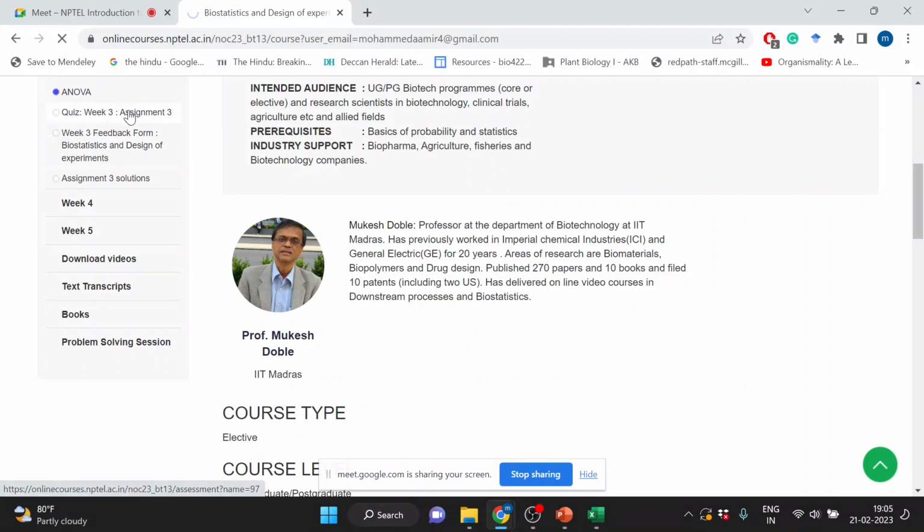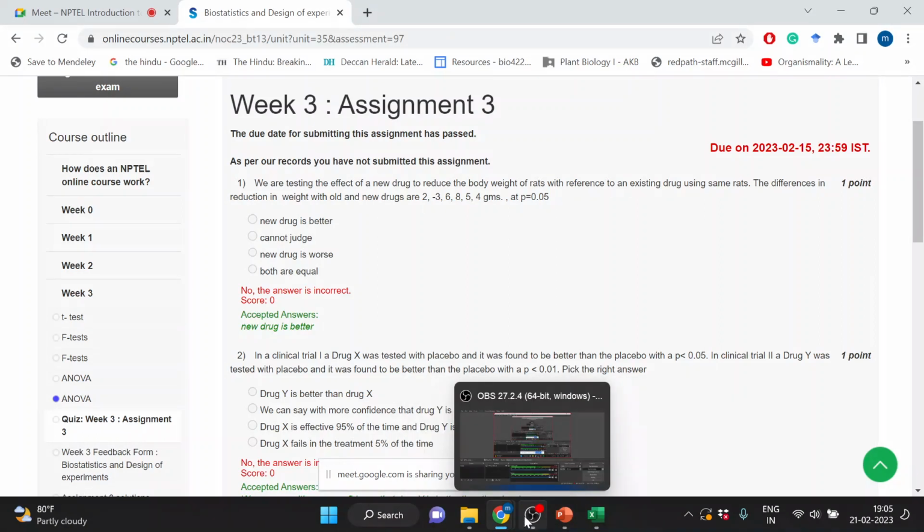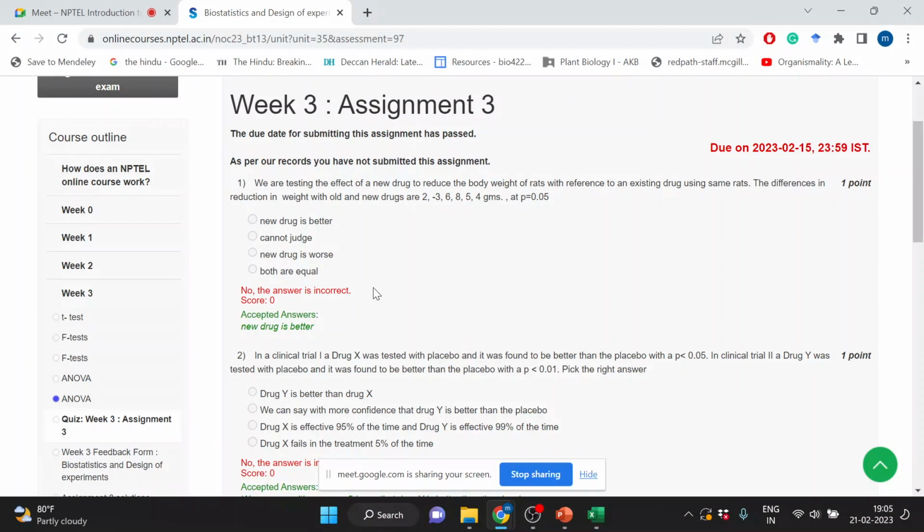Week 3, first question. I have to calculate this. We are testing the effect of a new drug. The difference in weight. Let's do a t test. I'll do it quickly. The t test is failing. This is a one way ANOVA. One way ANOVA and t tests are the same. The result is not passing.